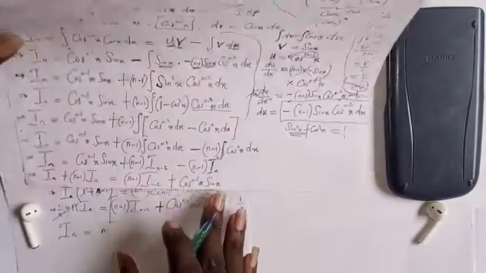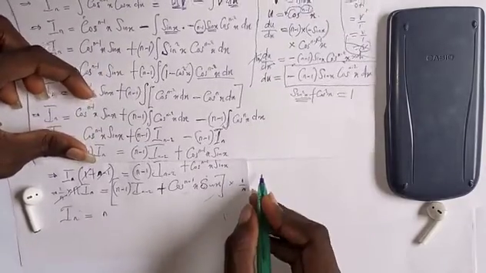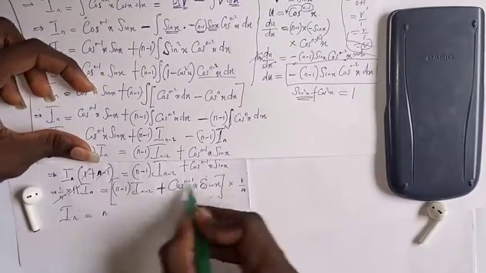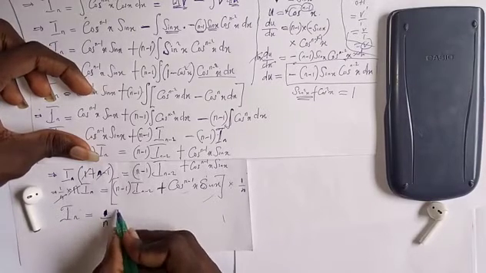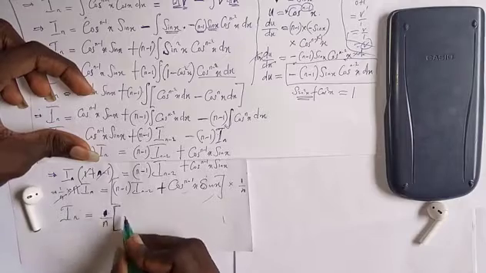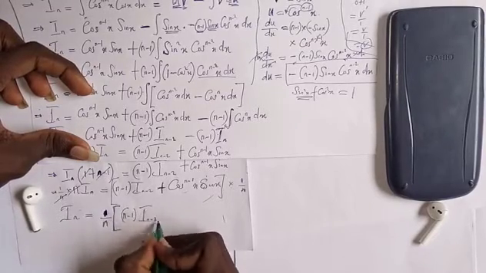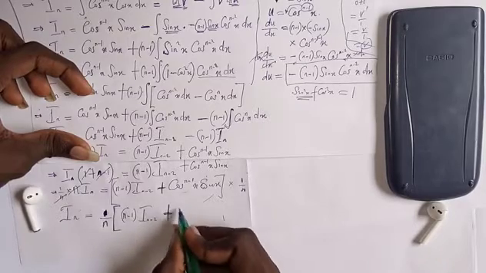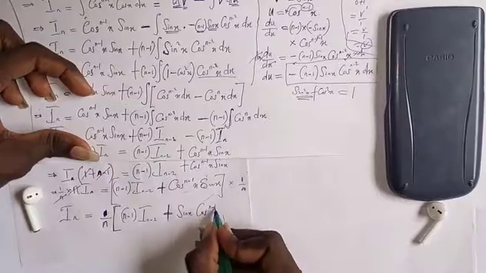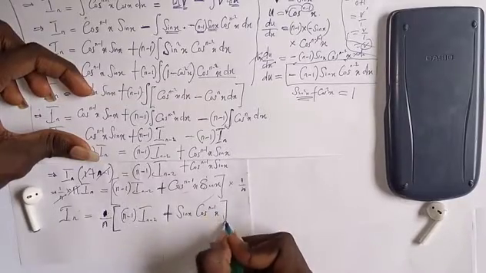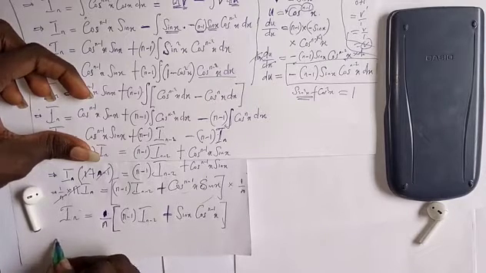Okay, let's just write it very well. We have 1 over n here multiplying the whole of this. So that should be 1 over n multiplied by n minus 1 of In minus 2 plus sine x cos n minus 1 of x. So this result here gives us the final answer.